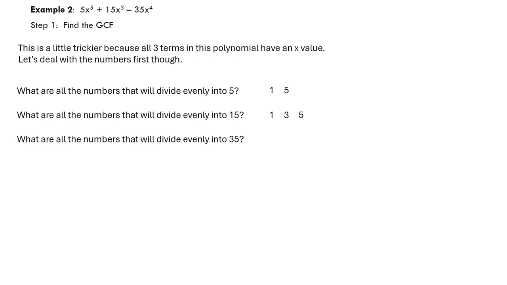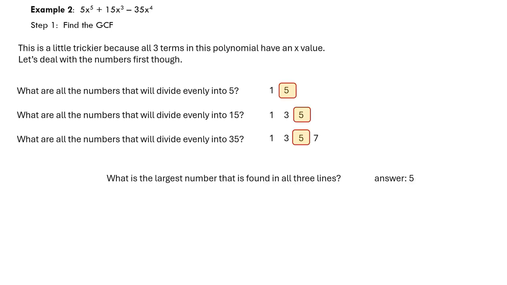What are all the numbers that will divide evenly into 35? Well, they are, again, starting with lower numbers: 1, 5, 7, and 35. But the largest number that's found in all three of these lists is 5. So our greatest common factor is 5.